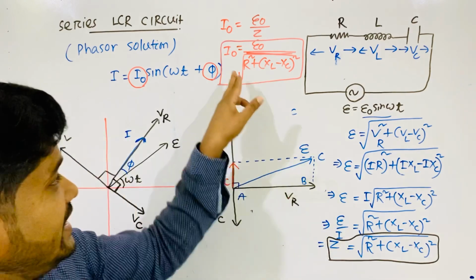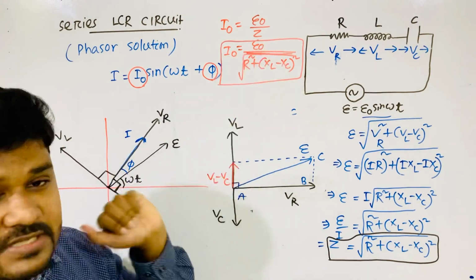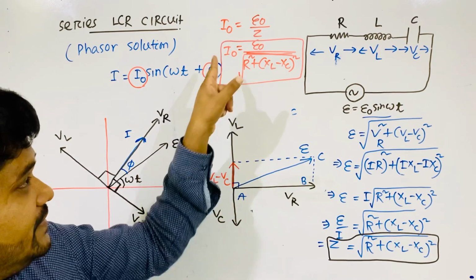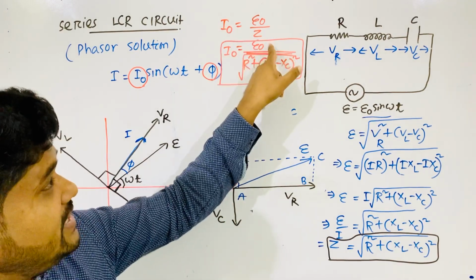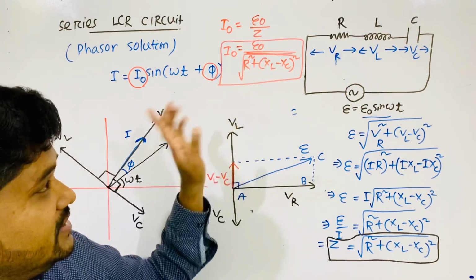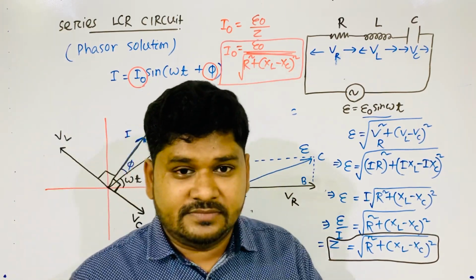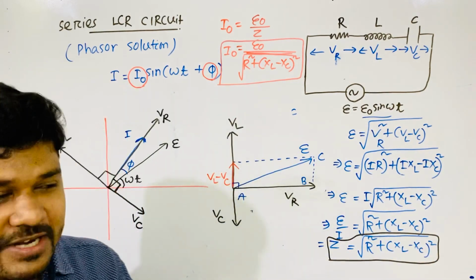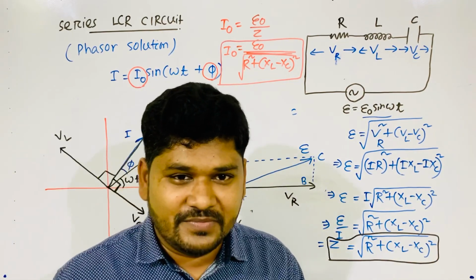If you want to write here I RMS, this will be RMS. I average, this will be average. If you write I RMS here you have to write E RMS. RMS, average, peak. So this is the formula of I naught. You got the formula means your numericals now increase. Okay, many numericals will come based on this.